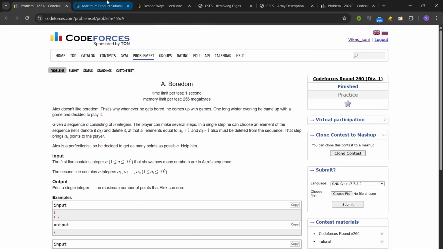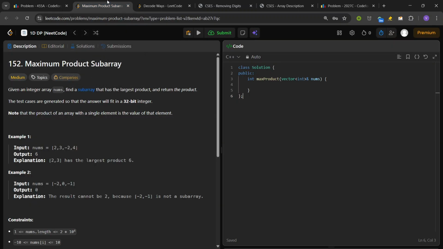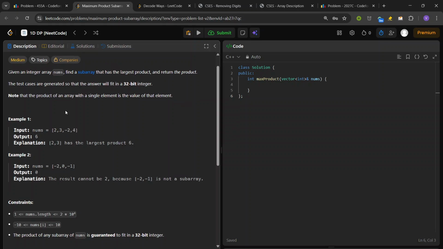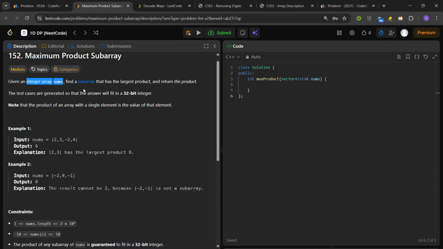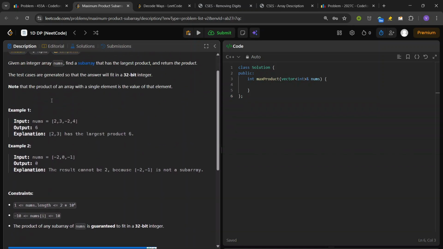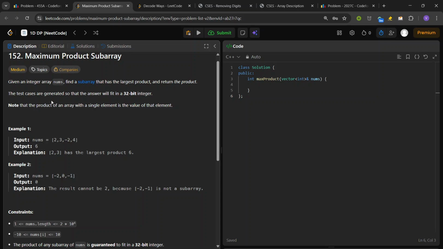Okay, so now we come to the interesting question, which is a nice one. I feel this is a nice question. In this question you are given an array nums and you have to find the subarray that has the largest product and return the product. That's it. Okay, just try to solve it. If you can solve it in a greedy way, but of course you cannot solve it in a greedy way. Okay, pause and think about it for some time.